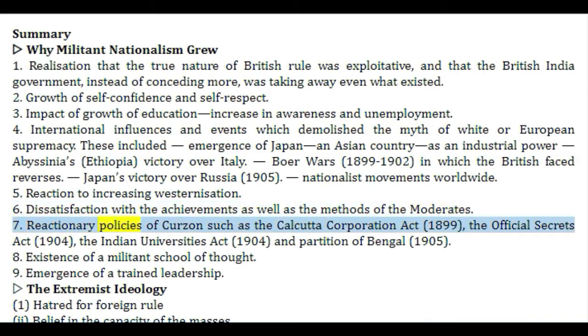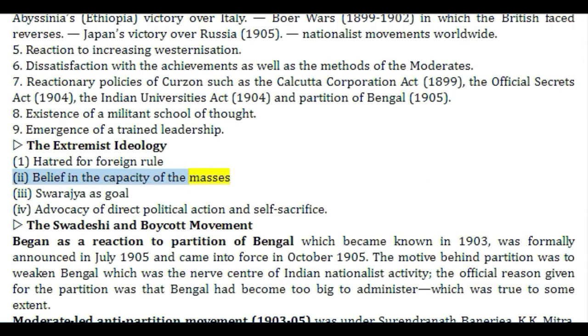7. Reactionary policies of Curzon such as the Calcutta Corporation Act, 1899, the Official Secrets Act, 1904, the Indian Universities Act, 1904, and Partition of Bengal, 1905. 8. Existence of a militant school of thought. 9. Emergence of a trained leadership. The extremist ideology: 1. Hatred for foreign rule. 2. Belief in the capacity of the masses. 3. Swarajya as goal. 4. Advocacy of direct political action and self-sacrifice.